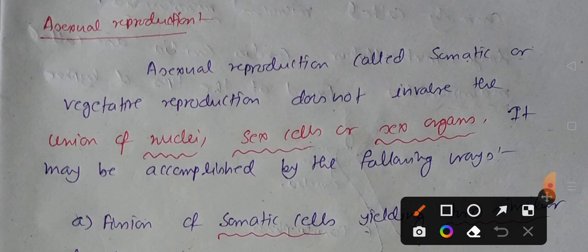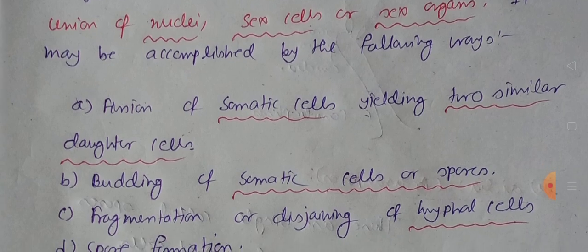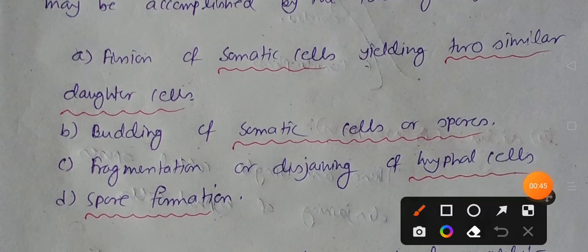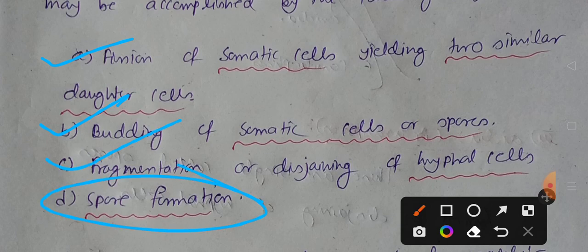So what is asexual reproduction? I think I do not have to mention, right? It is the type of reproduction where there is no union of nuclei, sex cells or sex organs. So in case of fungus, there are four different ways by which a fungus can perform asexual reproduction. For example, fission of somatic cells and generation of two similar daughter cells, then budding of the somatic cell or spores, then fragmentation or disjoining of the hyphal cell, and at last spore formation.